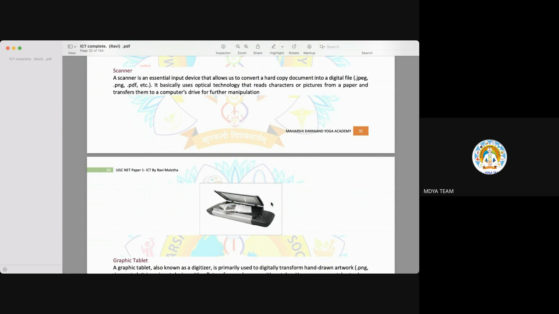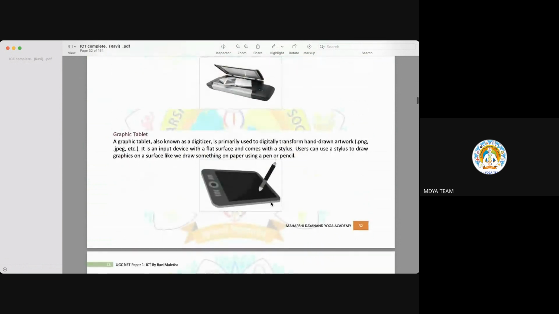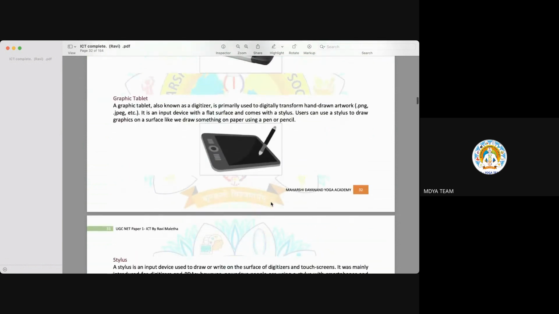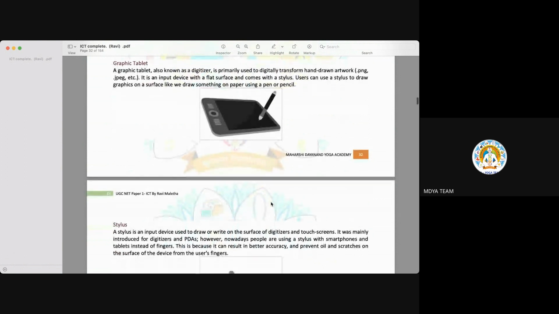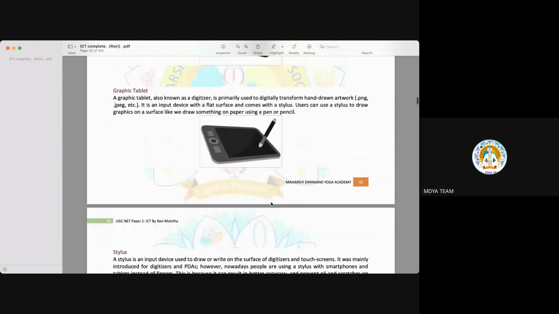So this again uses optical technology that reads the character or picture from a paper, by the absence or presence of light. Accordingly, it recognizes the character and transfers it to the computer's drive for further manipulation or processing. Then the tablet is also known as a digitizer.